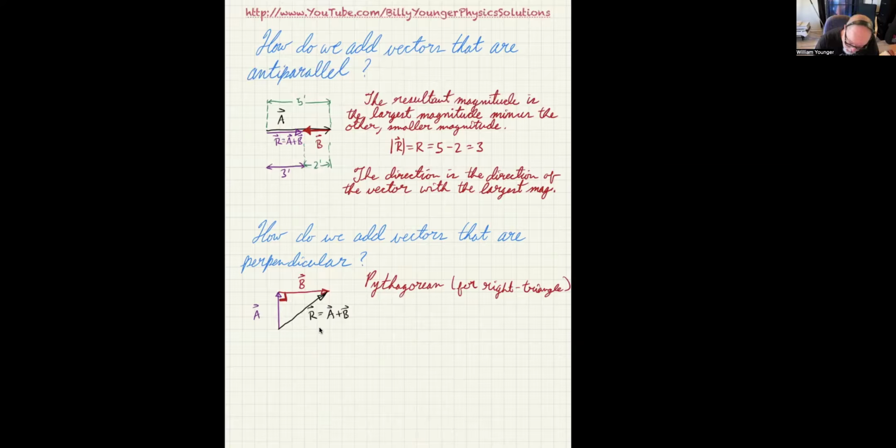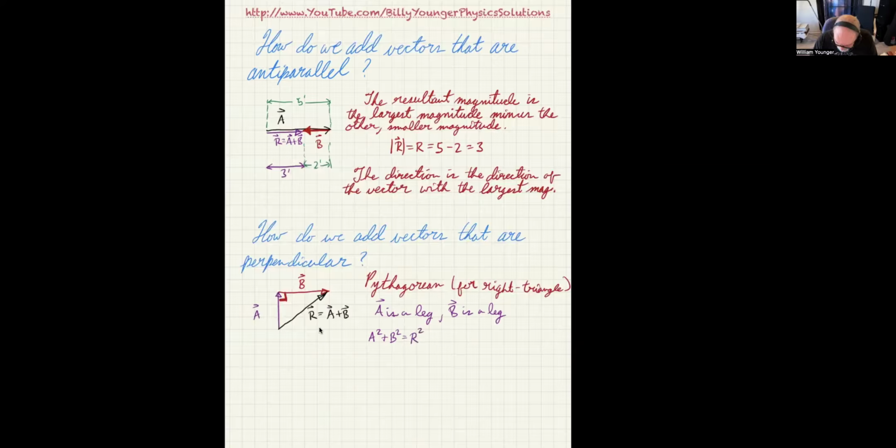So A is a leg, B is a leg, and then their magnitudes are given by the Pythagorean theorem, which says that a squared plus b squared is equal. You would normally say c, that's the formula you normally use, but in this case, I'm teaching you all that the resultant vector is called r.